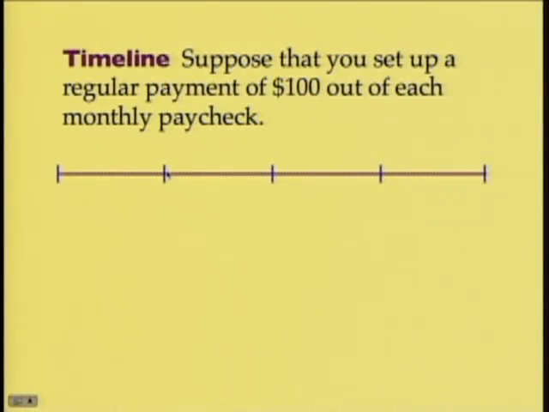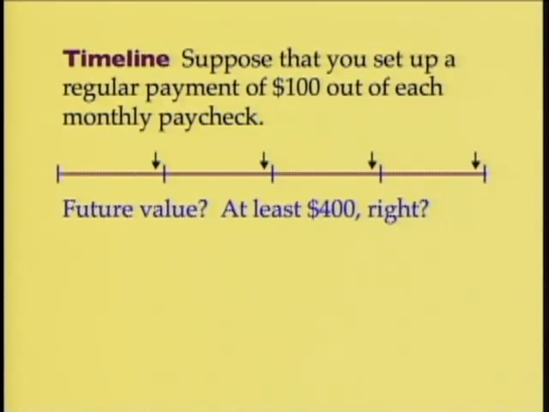So let's assume we're making a $100 regular payment into the annuity, made at the end of the month. Now, how much is that going to be worth when we're done? Makes sense that it would be about $400, right? I'm making four $100 payments, so my answer should be somewhere close to or slightly above $400.